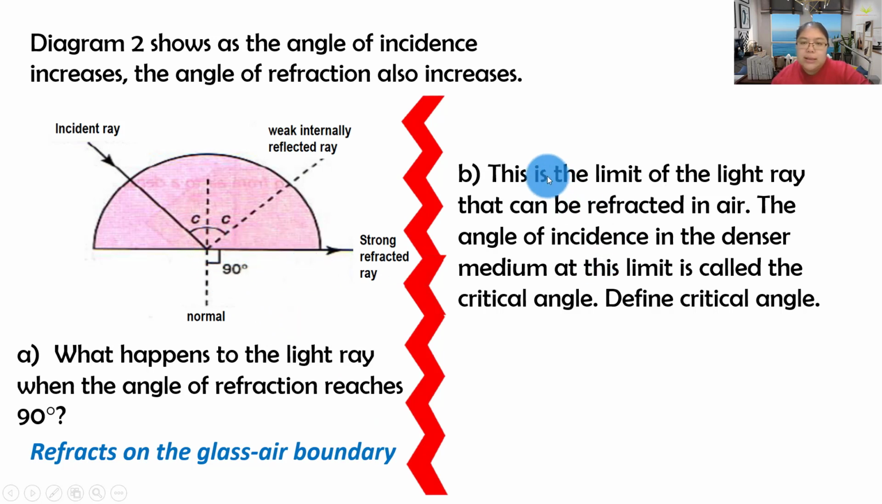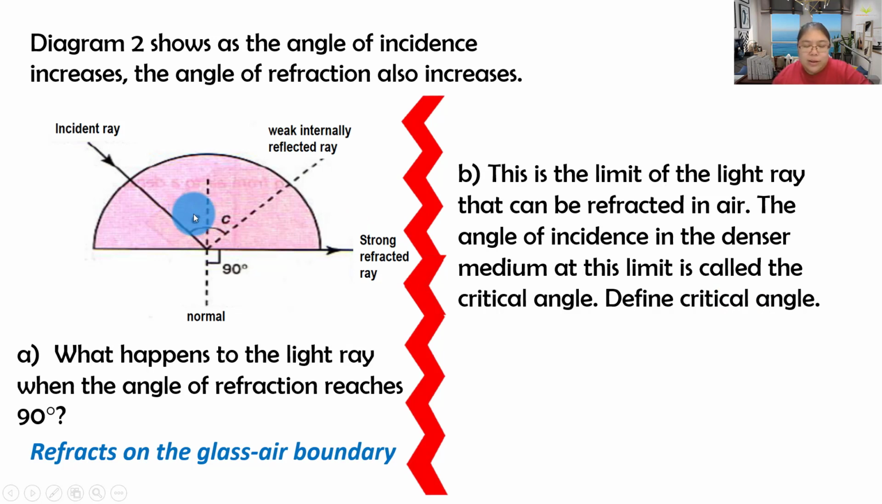Okay, B is the limit of the light ray that can be refracted in the A. So the angle of incidence in the denser medium, this angle, at this limit we call the critical angle. So from here we need to define the critical angle. What's the definition of the critical angle?